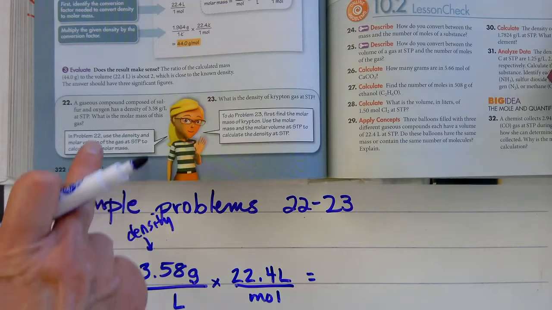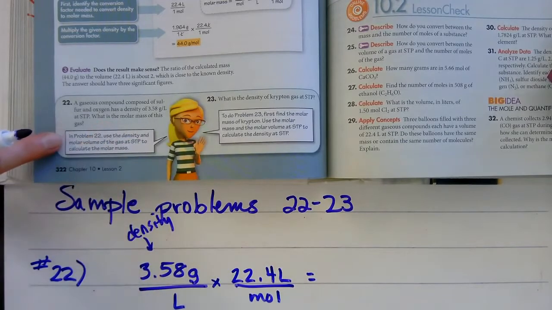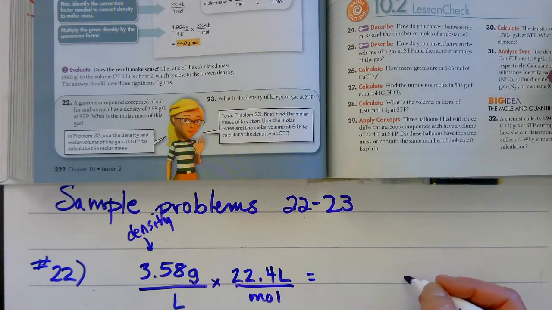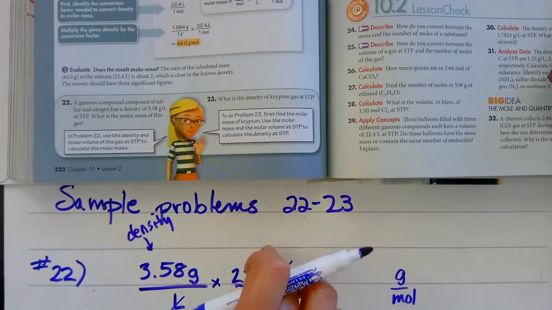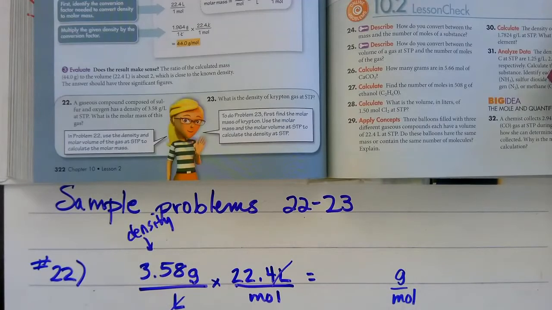We want to know what the molar mass is, and the hint here tells us we can use the density and the molar volume of a gas at STP to get our molar mass. So just a clue, the units actually can lead us here. A molar mass, we know, is going to have units of grams per mole. So to set this up, we want the liters to cancel so that we'll end up in units of grams per mole. So I set up the 22.4 liters with the liters on the top and 1 mole on the bottom. And we run our math.